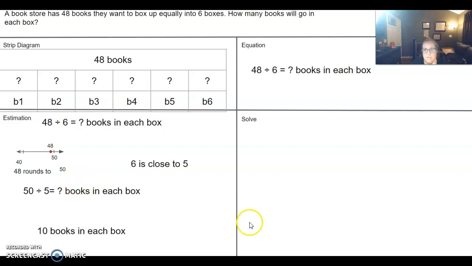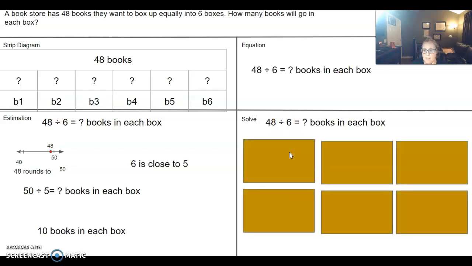But let's actually figure out what the actual answer is. So I'm going to go ahead and bring down my equation. I have 48 divided by 6 equals the total number of books in each box. The first thing I'm going to do is draw my 6 boxes. They're beautiful, I know. Now I'm going to put 48 books, not in each one. I only have 48 total, so I have to split them up into these 6 boxes equally.